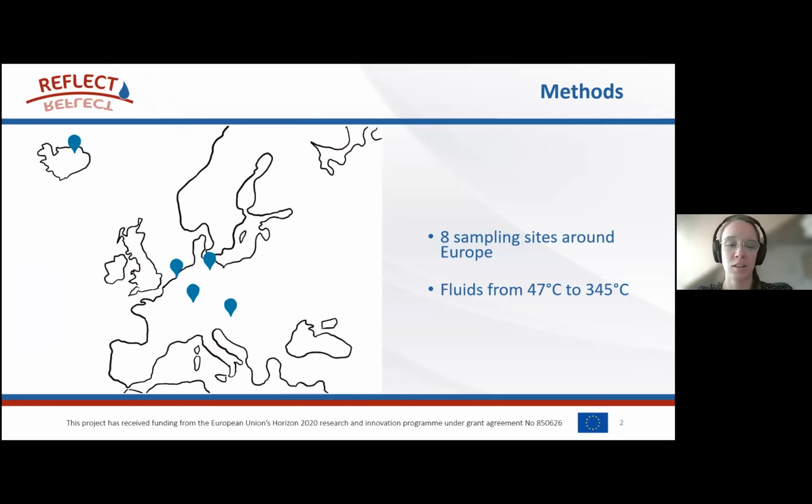Some are geographically close to each other, so that's why you don't see all of them on the map. With all of these different sampling sites, we had fluids with a temperature that ranged from 47 degrees to 345 degrees. There were also highly saline fluids and a variability in the pH or in iron content, etc. Having all of these diverse samples will allow us to have a broader view of what happens in terms of microbes in geothermal fluids in Europe.